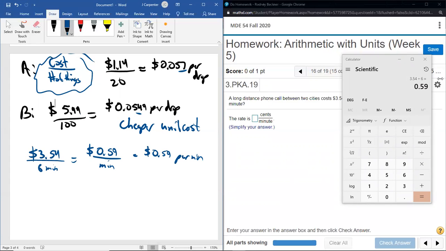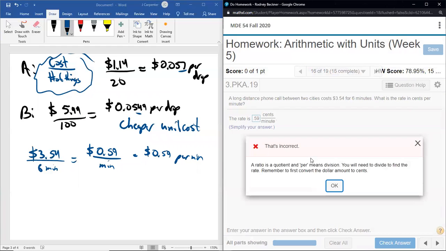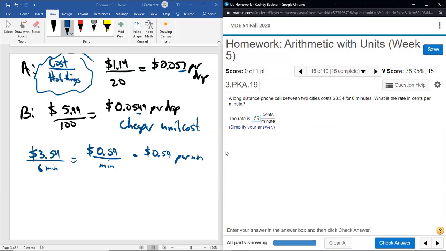Or if you write it this way, per minute. Now I'm going to do this wrong. This is wrong. So, oh, it's $0.59 per minute. So I just type my 0.59. I'm rushing. That's not right. And this does not actually give you a clue. Well, actually, yes, it does. Remember, first to convert the dollar to cents. That was the issue here. This answer is in dollars, whereas they want it in cents.